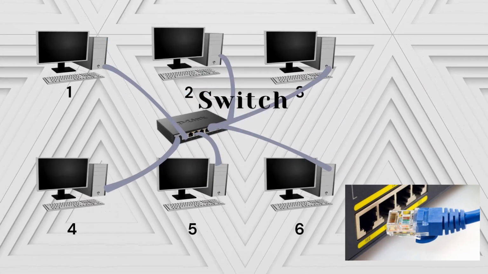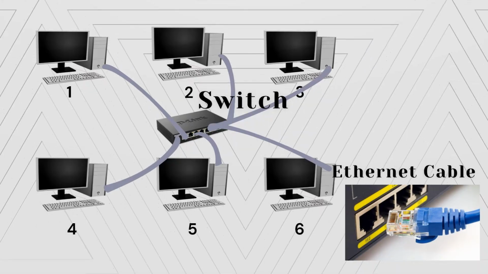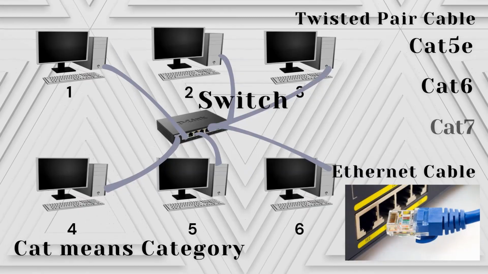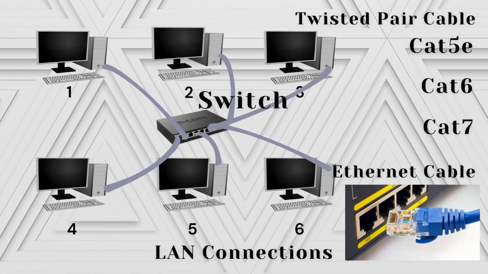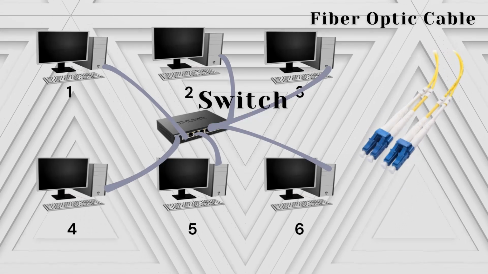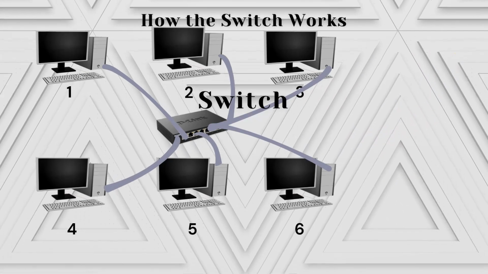You can specify the type of Ethernet cable used, such as twisted pair cable, for example, Cat5e, Cat6, Cat7, commonly used in LAN connections. Fiber optic cable is used for high-speed networking and longer distances. Now let's see how the switch works.